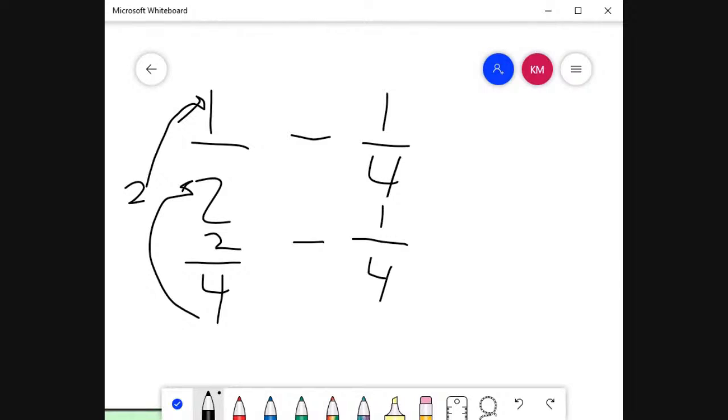Once I've changed it from 1/2 to 2/4, I now can subtract. So 2/4 minus 1/4 will give me 1/4. So anytime you have fractions, but they have unlike or different denominators, you would need to find the least common multiple between the two in order to subtract or add them to each other.